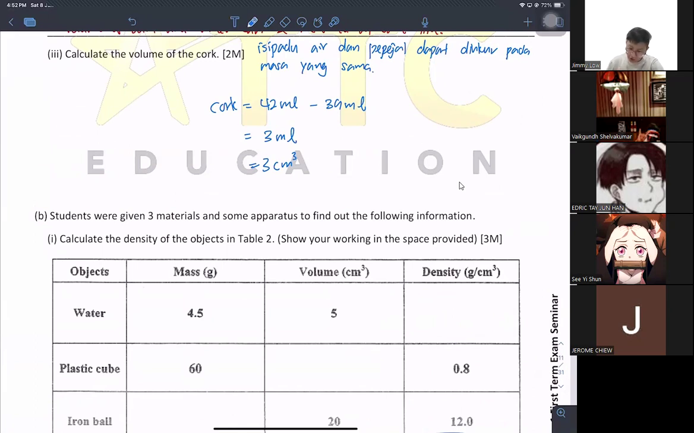But if the question gives you something like this, actually this is a formula as well. Why? Gram indicates mass. This line indicates divide. Cm cube indicates volume. So it is already giving you density equals gram divided by volume. So just do your calculation.